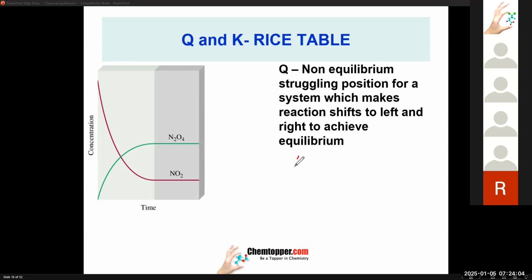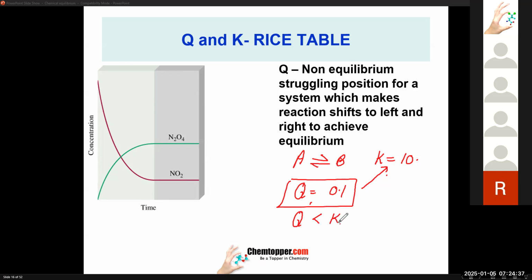Now I'm giving you one reaction here. A is in equilibrium with B and the value of K is 10. But I started the reaction with A and B, and I calculate the value of Q as 0.1. So the system is non-equilibrium. It wants to become K. This Q is less than K. Q has the same expression, concentration of B over concentration of A. So in which direction will the reaction shift to make this Q as K? Is it going to shift in the direction of the product or the reactant? What do you think? Q is less. It means what is less?